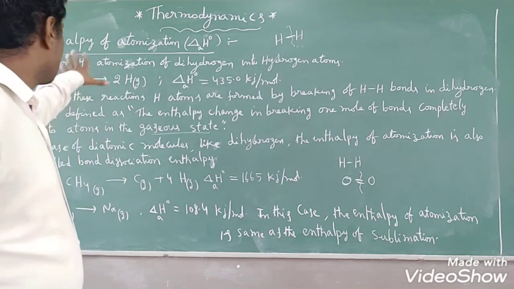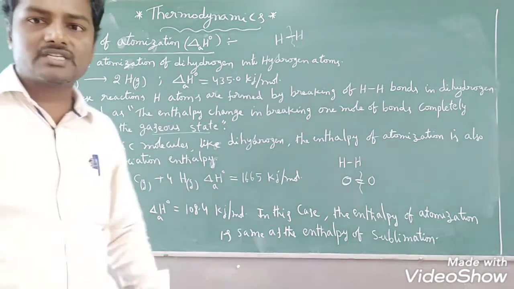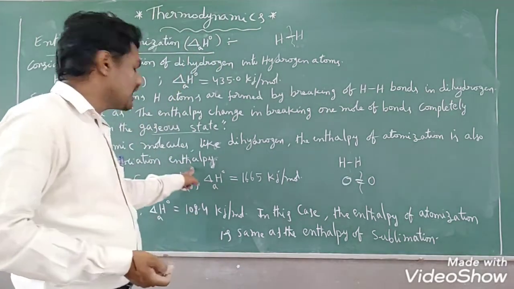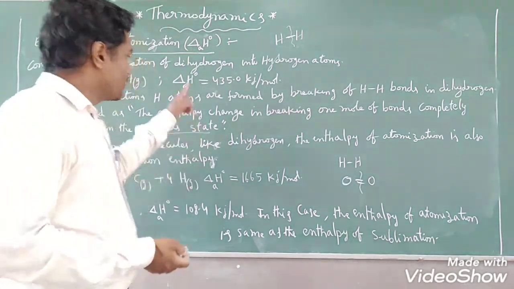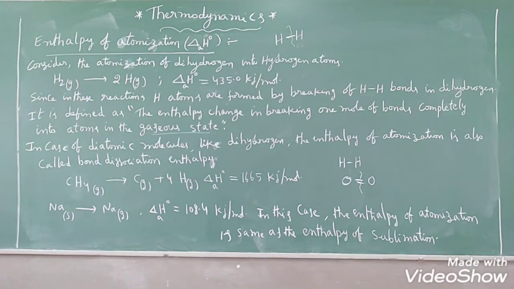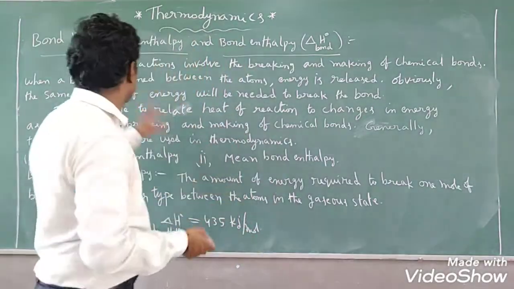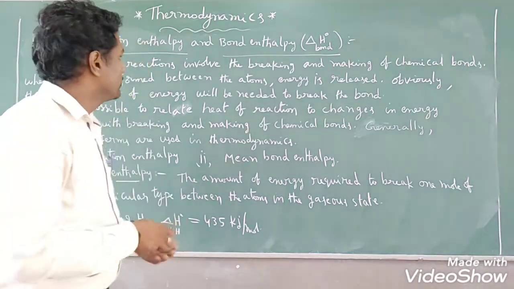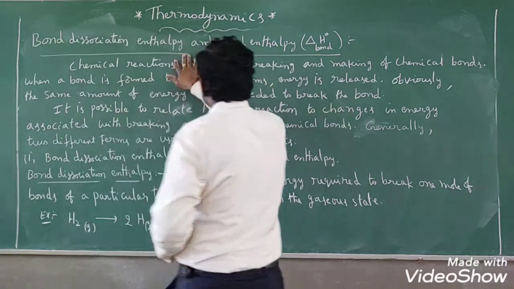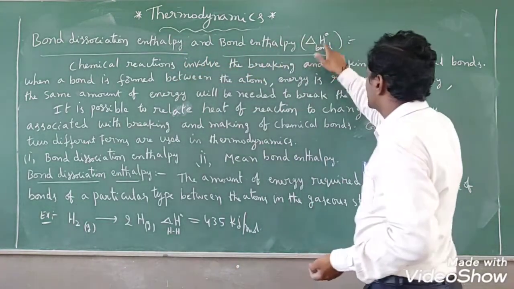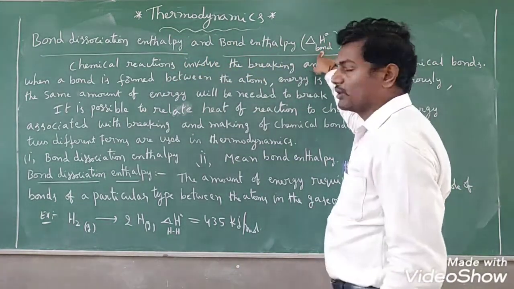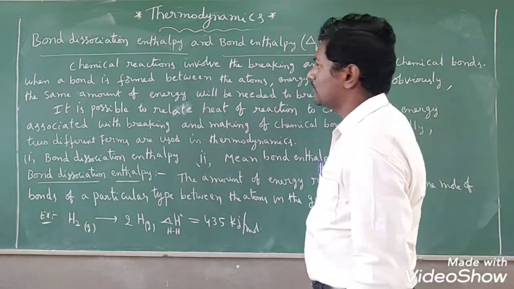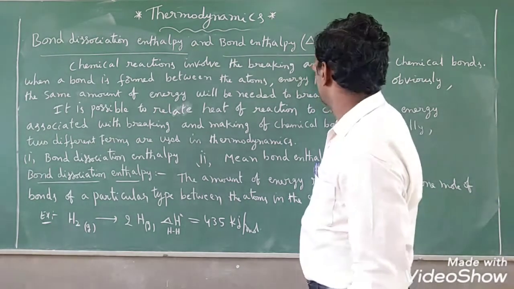Yes. This is the meaning of enthalpy of atomization, students, which we have discussed. Next we are going to discuss bond dissociation enthalpy in detail. You copy this one. Let us see, students, the next topic we have: bond dissociation enthalpy and bond enthalpy. This bond dissociation enthalpy or bond enthalpy we can represent with delta H naught bond. This process is bond enthalpy, so that's why we have given the symbol delta H naught bond.